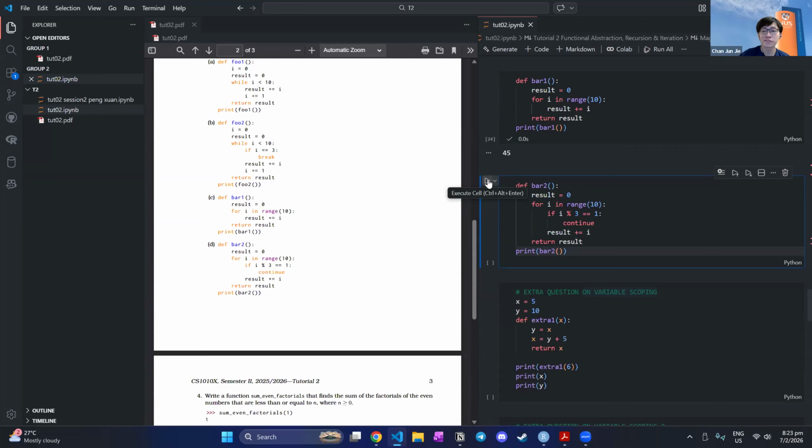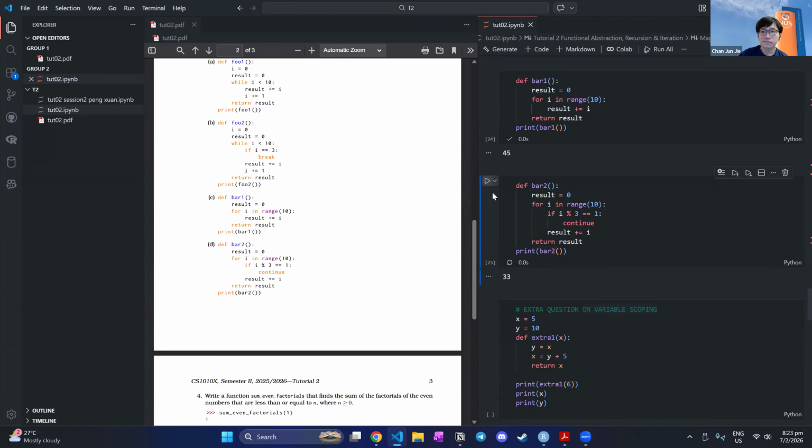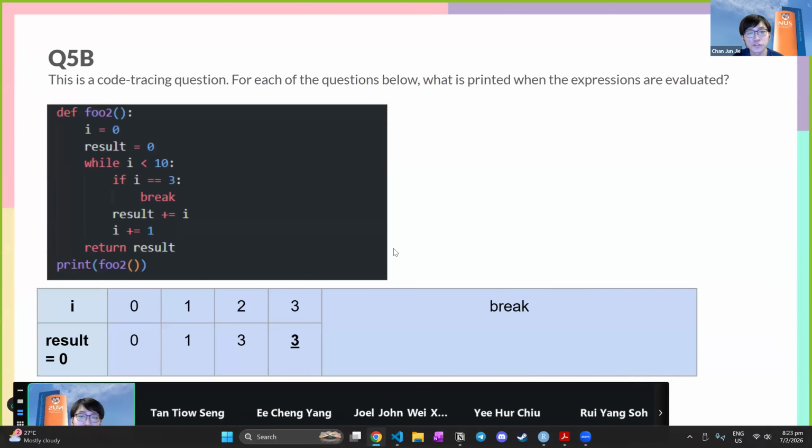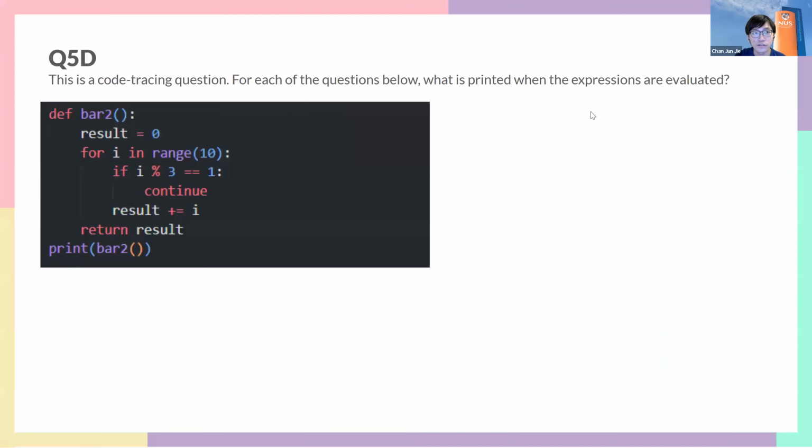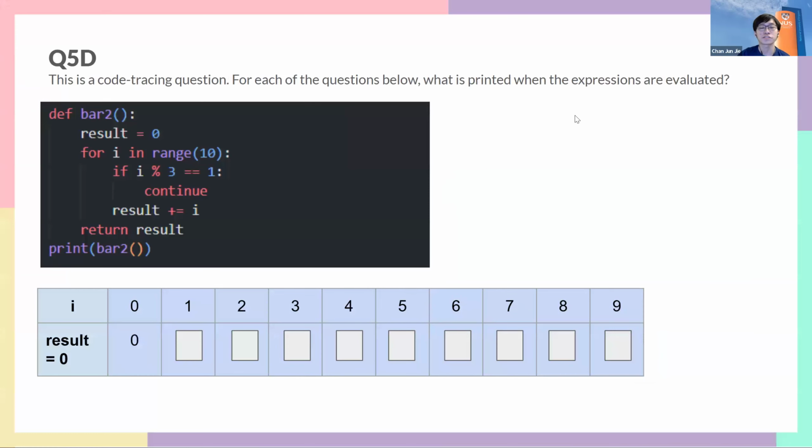Right. So what's the output? My output is 33. Yep, correct. Thanks. You're right about that. Okay, so here's the table that you might draw in an exam.